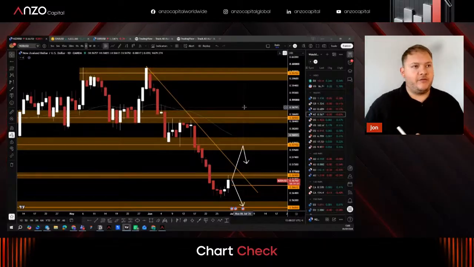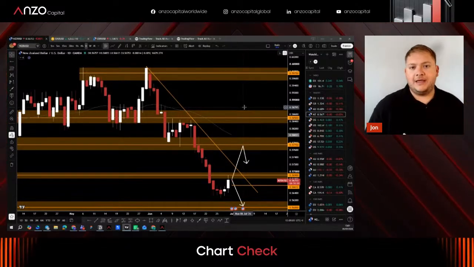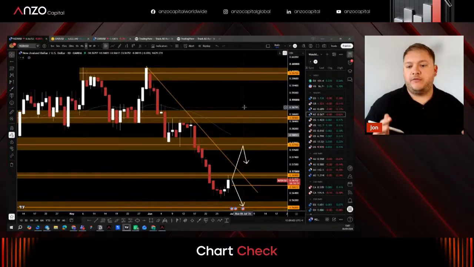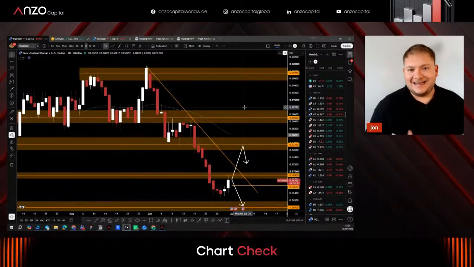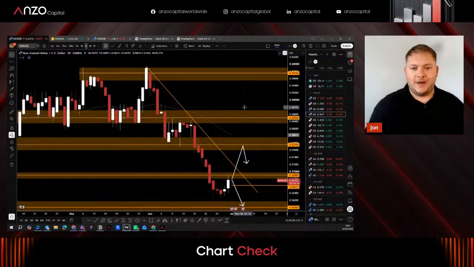We're going to kick it off with the usual chart check, and we're going to check out one market in particular that I'm looking for opportunities on today. And that chart is the New Zealand dollar versus the US dollar.